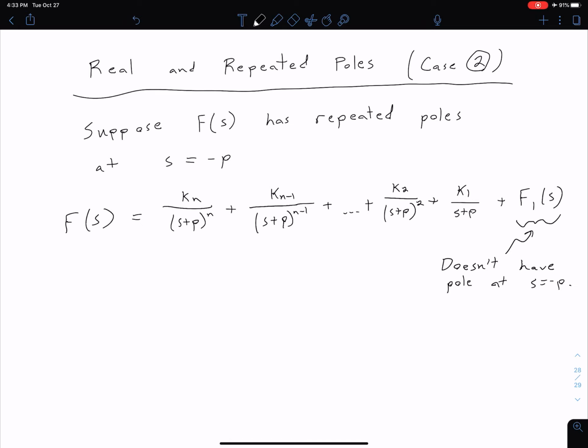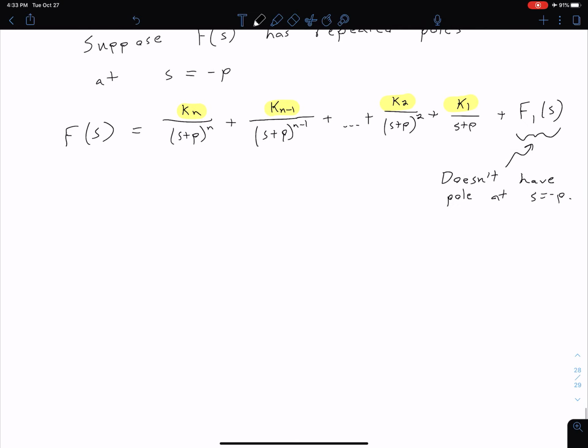Just like with our case 1, we have this problem where we want to find these residues of F(s). We want to find our k sub n minus 1 all the way down to k1. And our k sub n, we find the same way as we did with case 1.